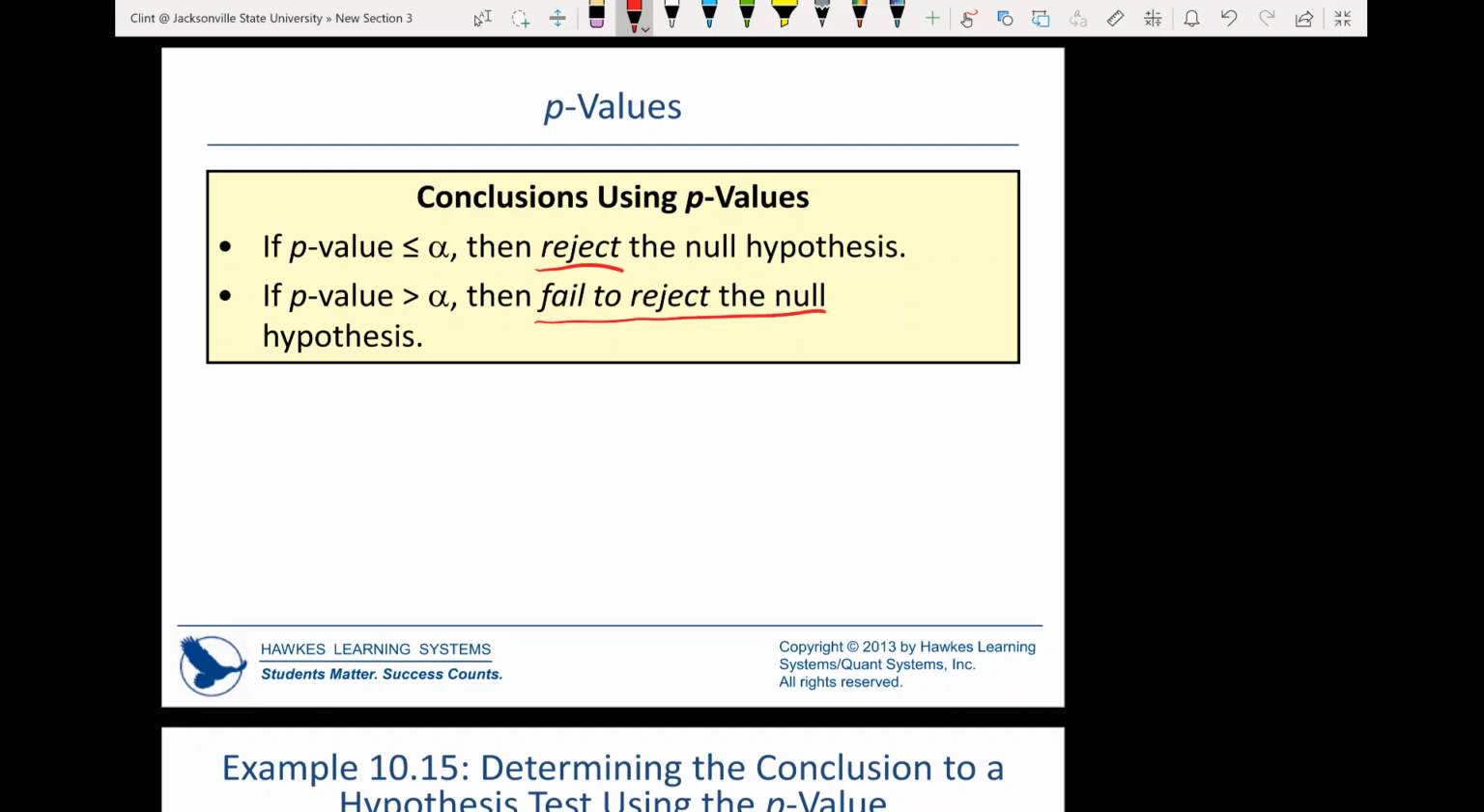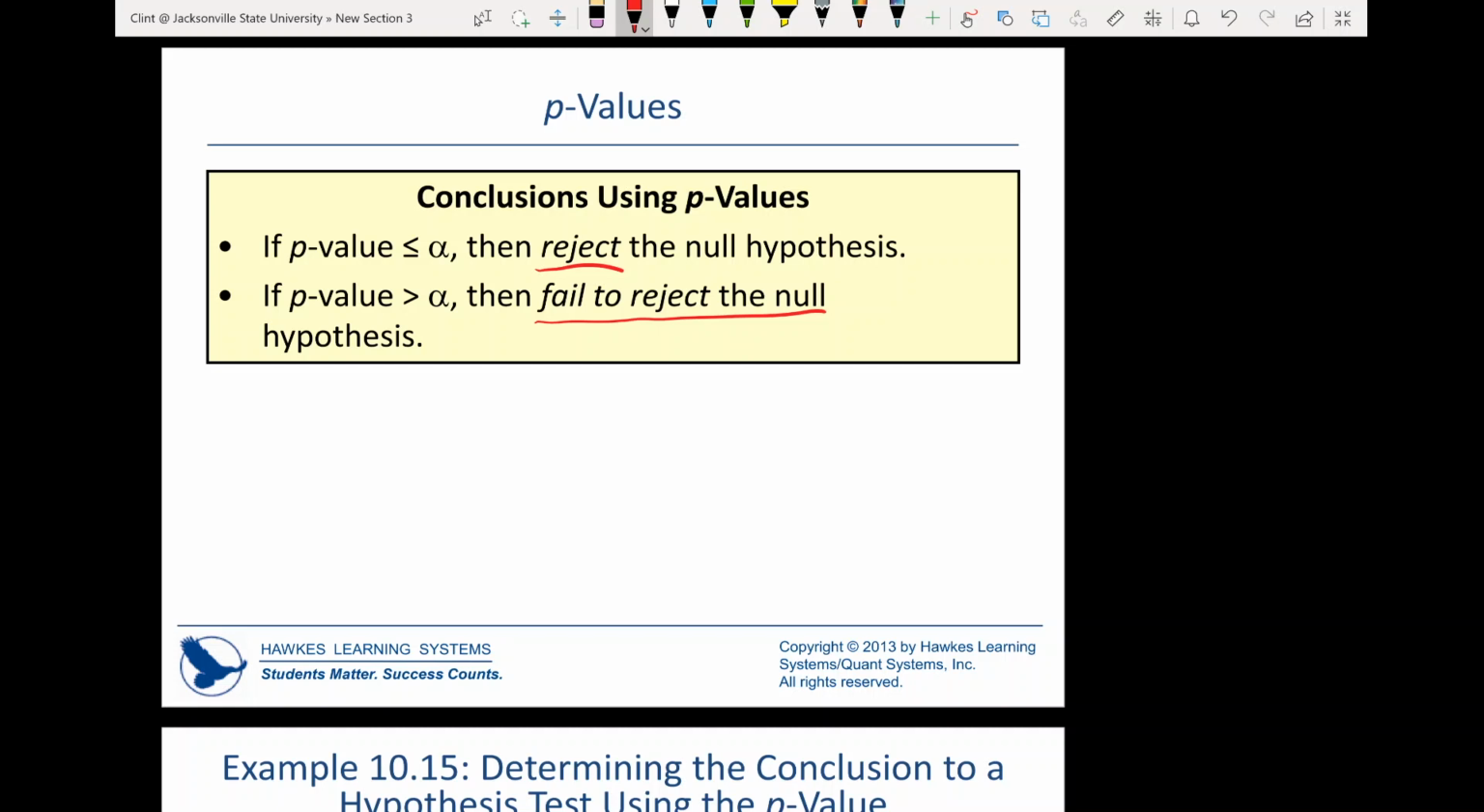Okay? So a small p-value means that test statistic is really unlikely to happen if our null hypothesis is true. So we say that's pretty strong evidence in favor of the alternative hypothesis, so we reject the null hypothesis. Okay. If our p-value is bigger than alpha, then we're saying, well, that test statistic is what we expect if the null hypothesis is true, so we don't have any evidence to reject the null hypothesis. In that case, we fail to reject the null hypothesis.